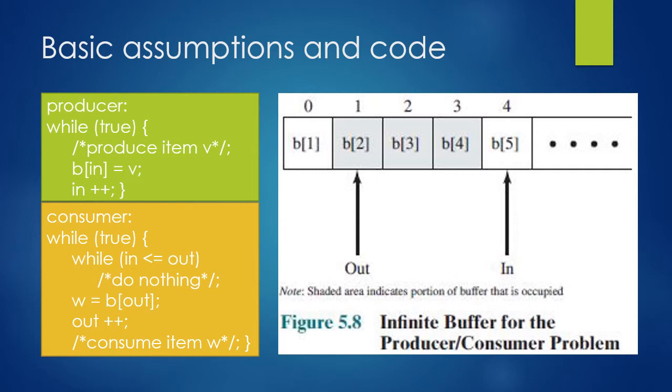In the figure of the buffer that you see over here, B2, B3 and B4 contain valid data elements. The consumer is now going to consume the element in B2 and the producer is going to place a new data item in B5.